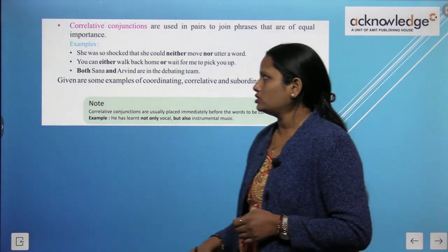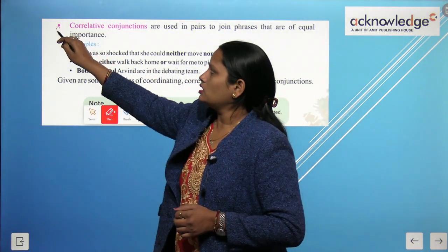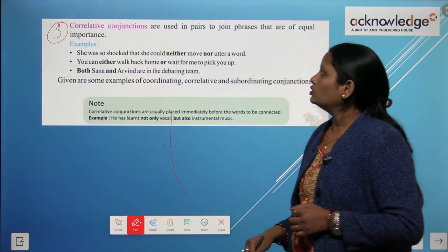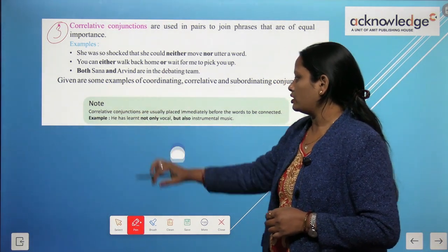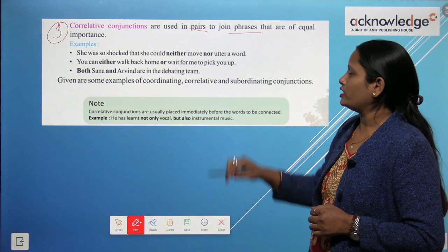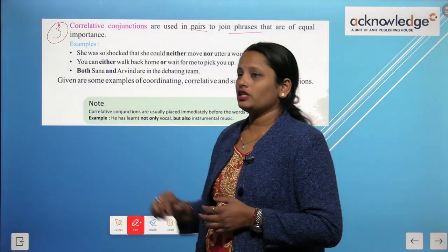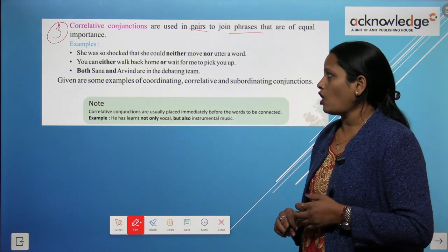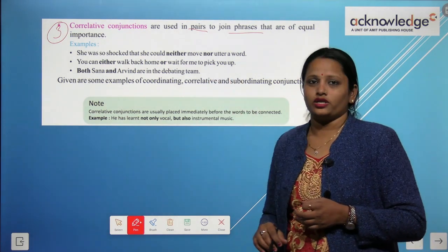Now let's learn about the third type of conjunction, the correlative conjunction. These are used in pairs to join phrases that are of equal importance. So correlative conjunctions are used in pairs to join phrases of equal importance. Here the example is: She was so shocked that she could neither move nor utter a word. So these are correlative conjunctions.